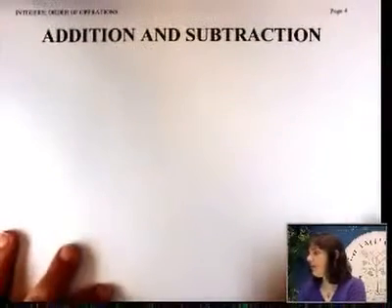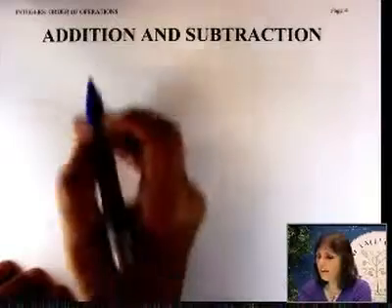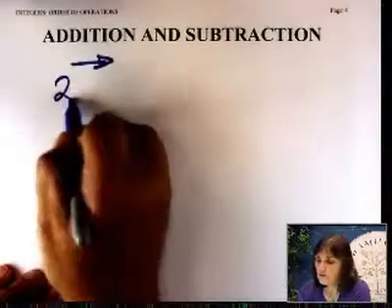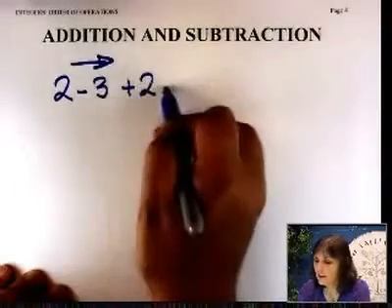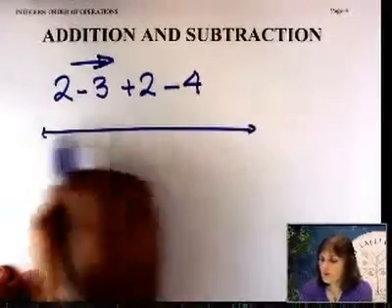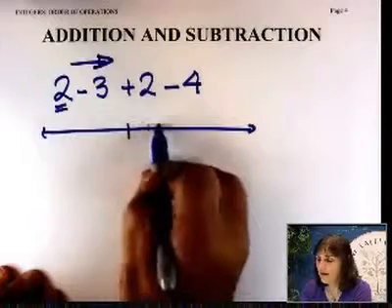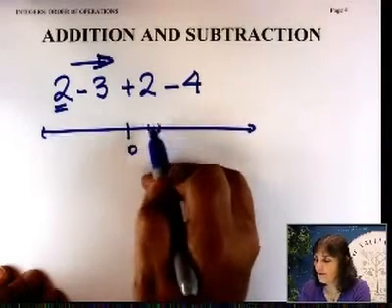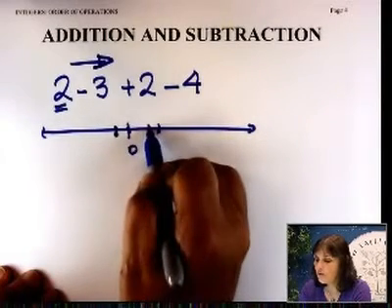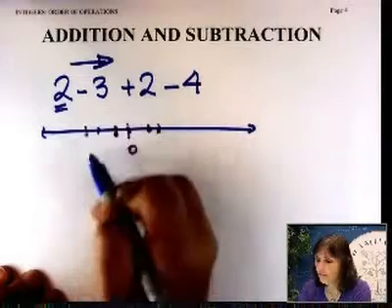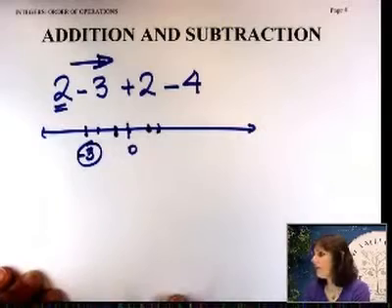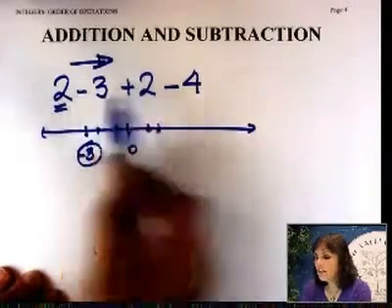Addition and subtraction. Aunt Sally. So how does that work? If you have addition and subtraction, do them from left to right. Let's say 2 minus 3 plus 2 minus 4. Left to right. So if you do a number line situation, 2 is to the right, 3 is to the left, 1, 2, 3. 2 is to the right again, 1, 2. And 4 is to the left again, 1, 2, 3, 4. So where did I end up? I ended up at negative 3. Let's see if I can do that in my head. 2 minus 3, that's negative 1.